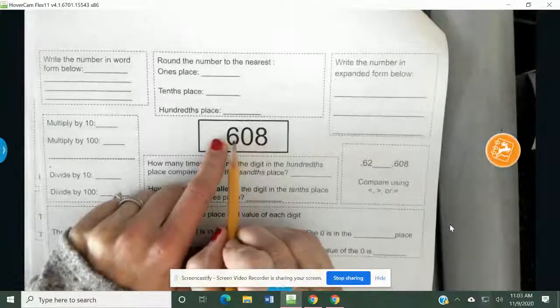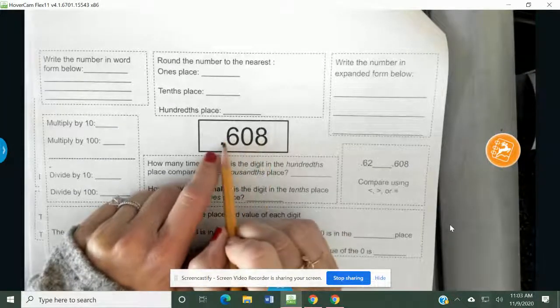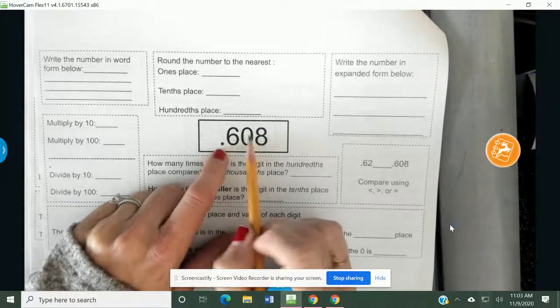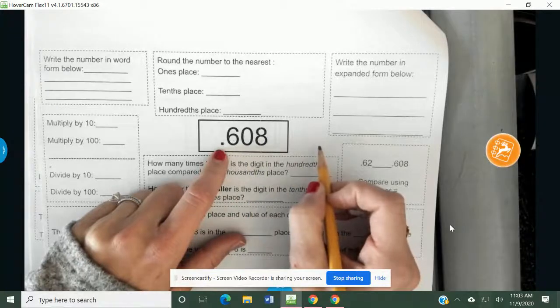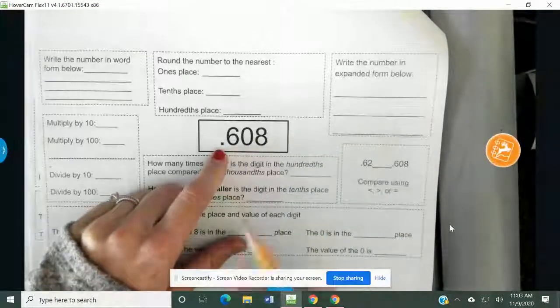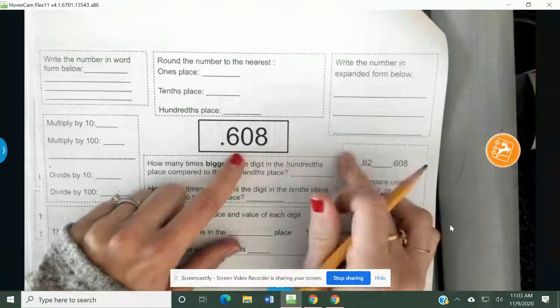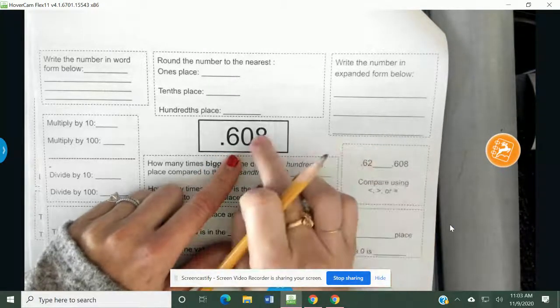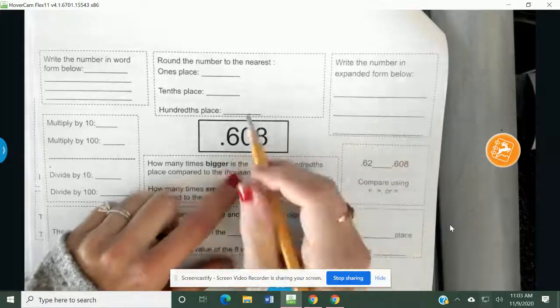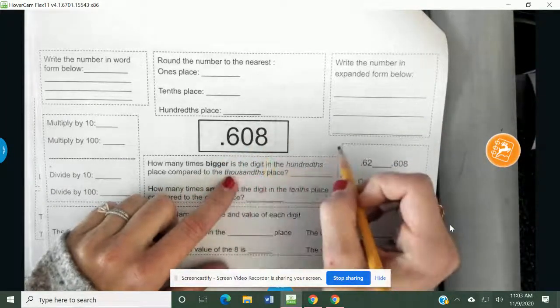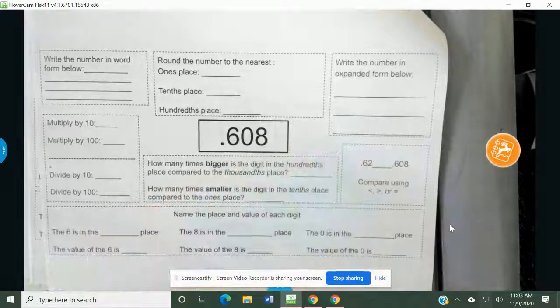If I went and covered up that decimal, how would you say this? Wouldn't it be 608? But because there's a decimal, the only thing that changes is that last word. I need to let you know that it's a decimal, and I do that by adding in that last word, thousandths, because that's where that 8 is landing. Knowing that this 8 is in the thousandths place, I know where it sits on the place value chart.